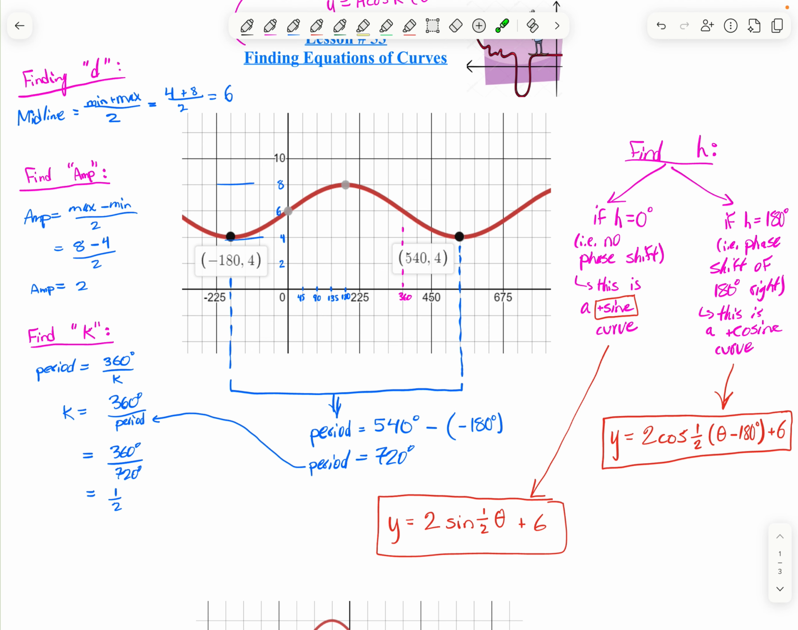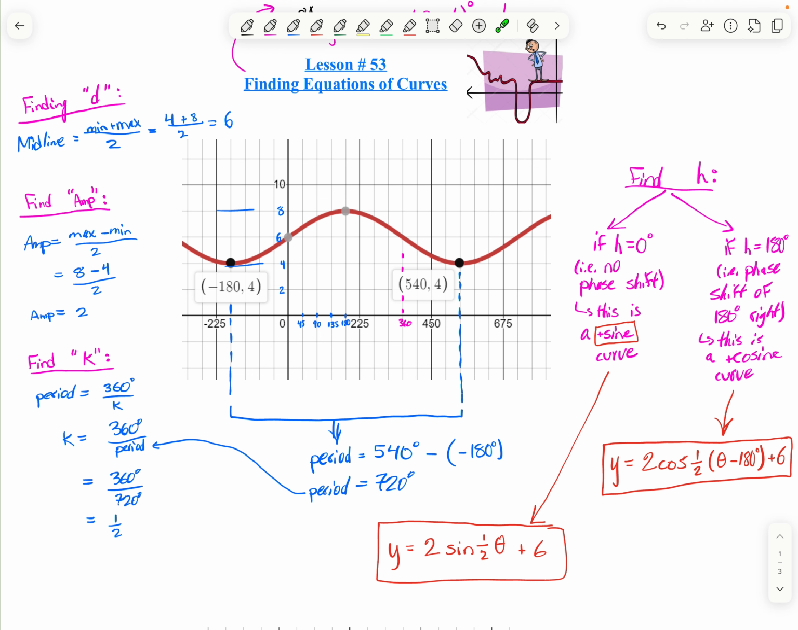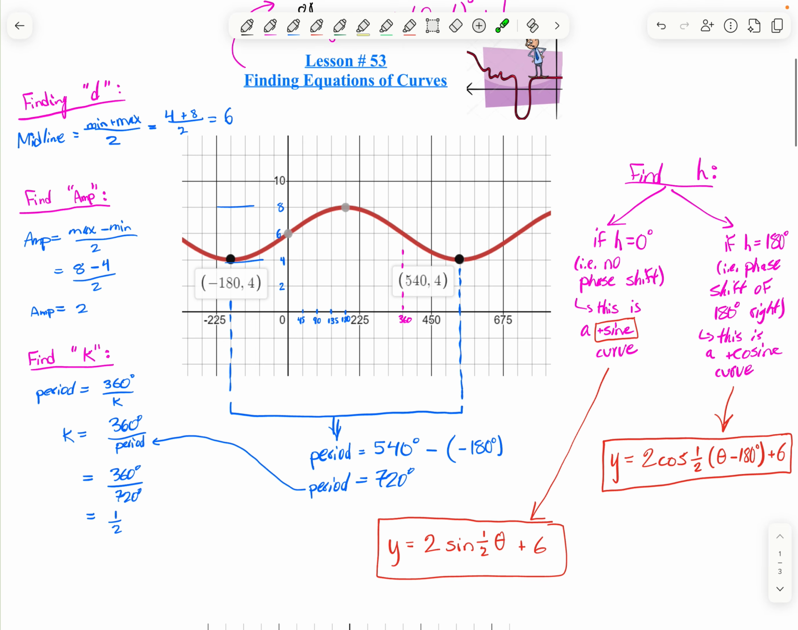So in a nutshell, when I'm looking at a graph, I'm asking myself, do I see a nice midline crossing, like in the case here? Then sine might be easy. Or do I see a clear max or min? If that's the case, then cosine might be easier.